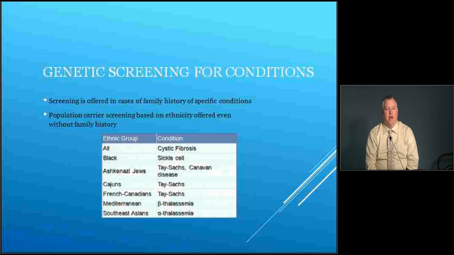Patients who have a black ethnicity are at increased risk for having sickle cell, so they'll typically offer genetic testing for that. Ashkenazi Jews are at increased risk for Tay-Sachs syndrome and Canavan disease, and so they'll be offered testing for those. Patients from a Cajun or French Canadian ethnicity background are at increased risk for Tay-Sachs disease, and patients from Mediterranean or Southeast Asia cultures and ethnicities are at increased risk for the thalassemias.